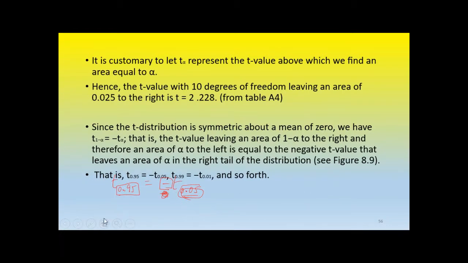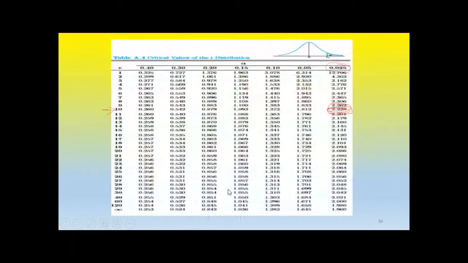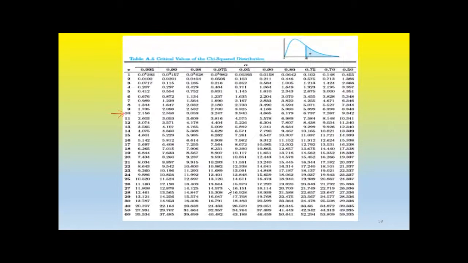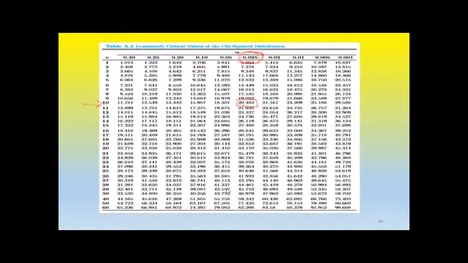Now, an example has been given here, the same as what we have discussed. T 0.99 is equal to negative T 0.01. So 0.01 area to the left of the T value, therefore 99% area to the right. This is the T distribution table. T second table for the T distribution, chi-square first table, chi-square second table.